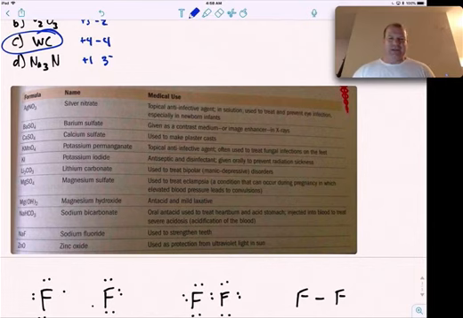Okay, potassium permanganate. So you can use it to purify water. It's a purple stuff. It's really reactive. Very good reducing agent. And for extreme cases, used to treat trench foot. So if you have your boots in the mud for months and your feet start to rot, you can put potassium permanganate on it.